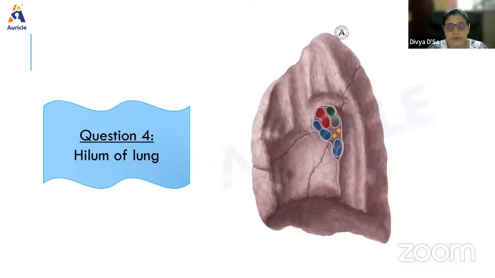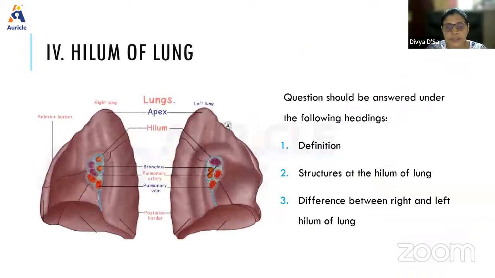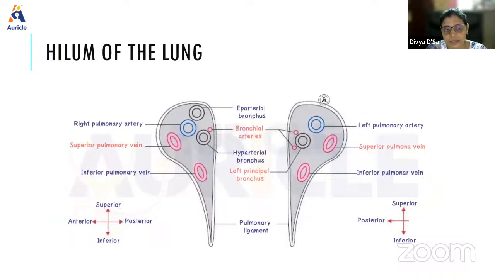Then coming to the hilum of the lung. So hilum means the point where the structures enter or leave the lung, okay, that is known as the hilum of the lung. So what are the structures at the hilum of the lung? Basically they are the structures which are entering the lung and which are coming out from the lung, okay. So you should know on the right side and the left side, what are the structures entering and leaving the lung.